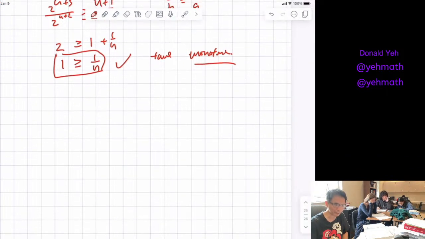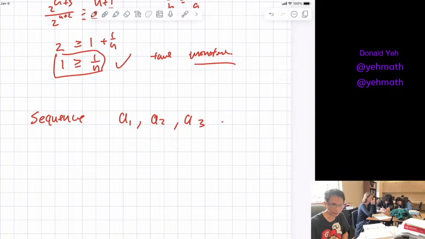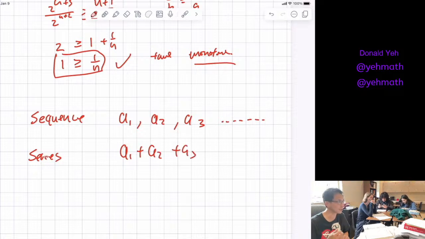Okay, so first of all, let's talk about what's the difference between sequence and series. A sequence is a1, a2, a3, dot dot dot. A series is a1 plus a2 plus a3. So series means adding each individual term, and when you're adding each individual term, you can have converge or diverge as well. Okay? So we're going to start with what is a partial sum.